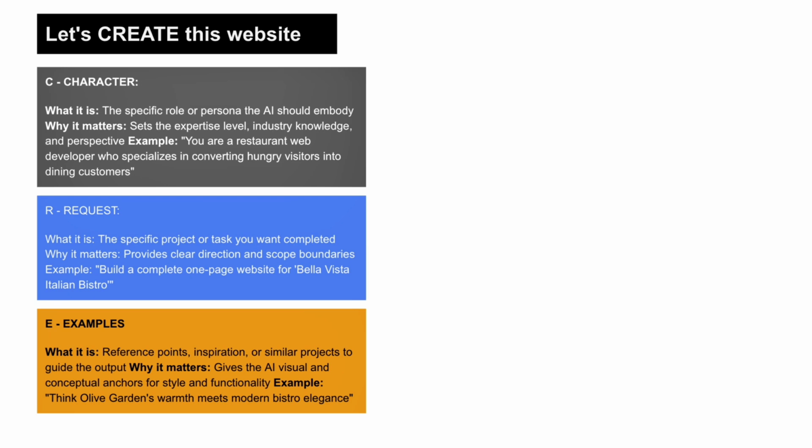Basically, let's say we wanted to build something that looks like Instacart or some form of grocery or restaurant website that you saw. You can take that as an example and give it to the AI. This could be images, or links to other websites that you admire. For example, we say think Olive Garden's warmth meets modern Bristol elegance. If you are in Africa, there is a franchise restaurant chain here called Olive Garden, so we use it as our reference point. We tell the AI that this is what we want our site to look like. So the E in CREATE stands for example.